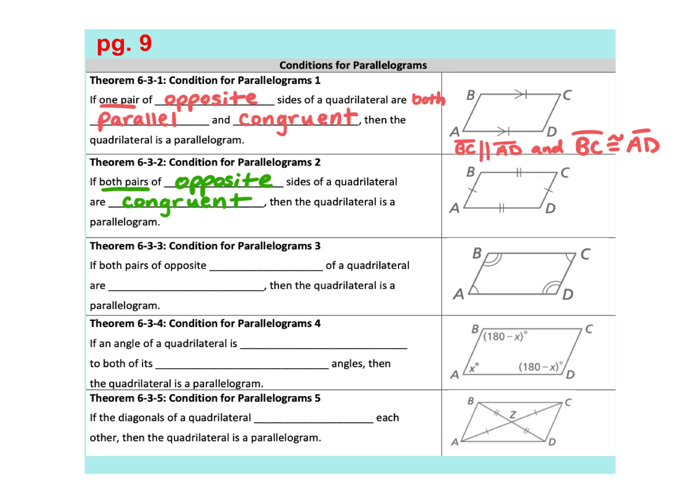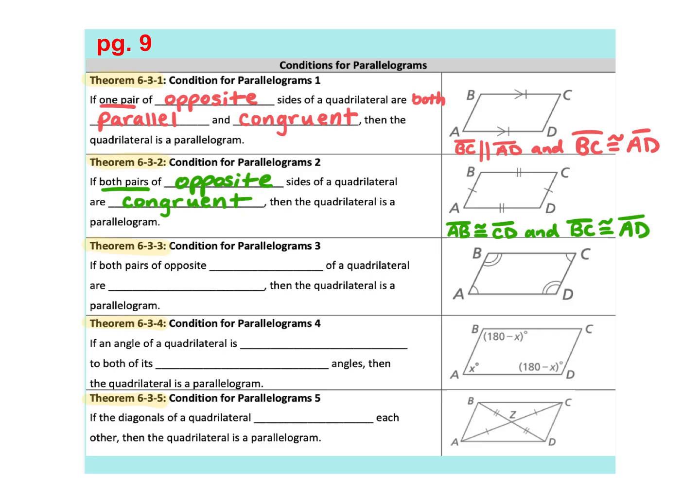The second condition for parallelograms is if both pairs of opposite sides of the quadrilateral are congruent, then the quadrilateral is a parallelogram. So this time it's important that we have both pairs. You can see in this picture that side AB is congruent to CD. They're each marked with 1 tick mark, and the other pair of opposite sides, BC, is congruent to AD. And these theorems, by the way, don't have special names, so when we use them, we're just going to call them the theorem number.